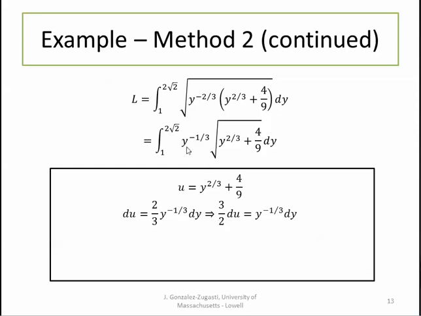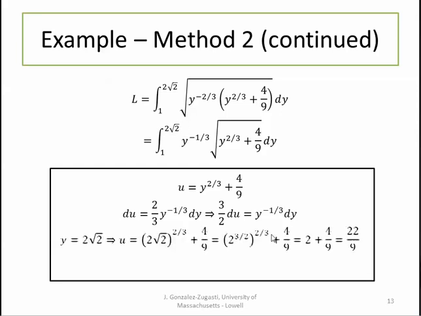So I have y to the negative 1/3 here and a dy. So I'll solve this for that. There's the y to the negative 1/3 dy. So I get 3/2 du is equal to that. Now again, we're doing substitution on a definite integral, so we need to change our limits of integration.